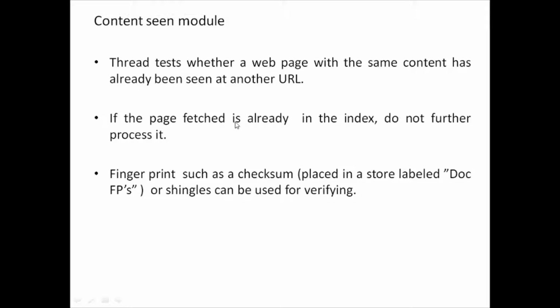Here, if the web page fetched is already in the index, it will not be further processed. And how is this going to be done? How are we going to check whether two web pages' contents are the same or not? For that, we are going to use some fingerprint mechanism, such as a checksum. These checksums or fingerprints are placed in a store labeled the document FPs, or otherwise we can use shingles. For the time being, consider shingles also as a fingerprint itself.